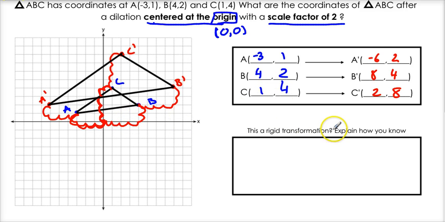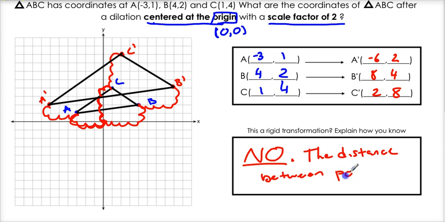Alright? Now, is this a rigid transformation? You should know this by now. That is a resounding no. Why? Because the size doesn't seem the same. Remember, that's what a rigid transformation is. But we're going to use the fancy language. We're going to say the distance between points is not preserved. Right? And that makes sense because look at AB. This is AB right here. It has now doubled in size. The distance between these points has not been preserved. Sorry, not a rigid transformation.